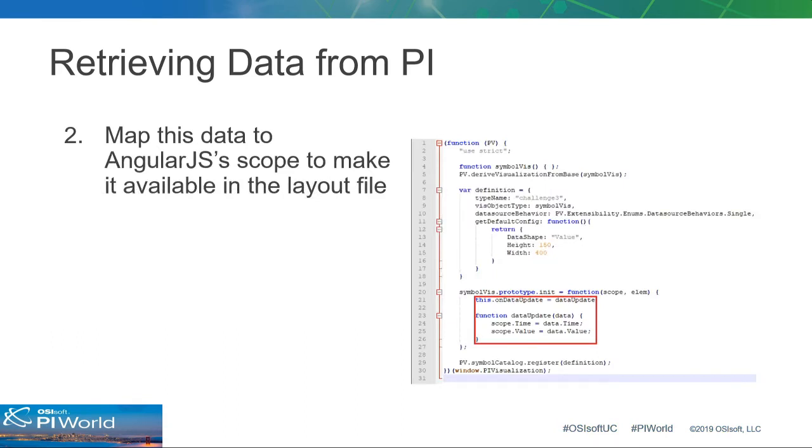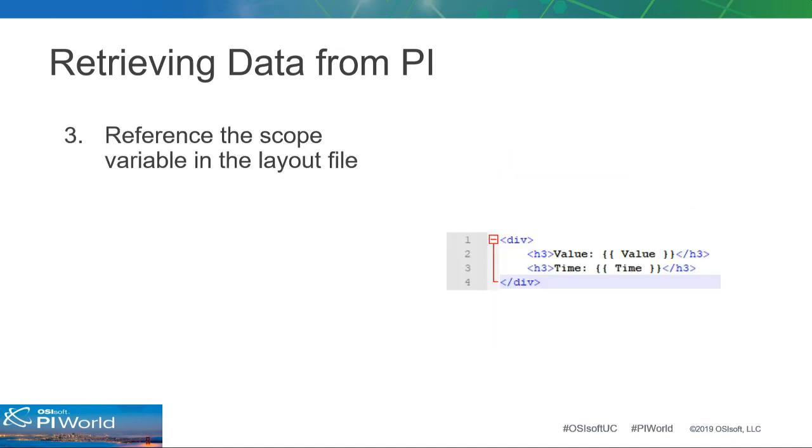Using that information, we were able to massage that into the scope variable and just set it equal to what's coming in from our data variable from that event handler. And then we did the exact same referencing. We didn't have to touch the HTML file at all. Didn't have to touch that template file at all. We just did the same kind of referencing of the scope variable in our layout file to display that in PI Vision.